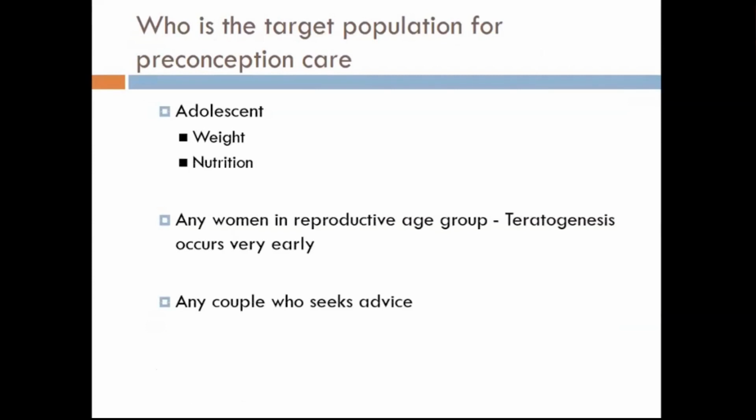Exactly. So it comes from the adolescent, right? Weight, nutrition, correction of anemia. All of them are components, they are the target of preconception care. Any woman in the reproductive age group, because teratogenic exposure occurs very early in pregnancy, and we never think of that. In our consequent slides, I will tell you how we miss that. Any couple who seeks advice is a target population of preconception care, right?